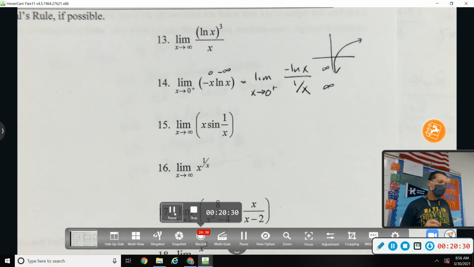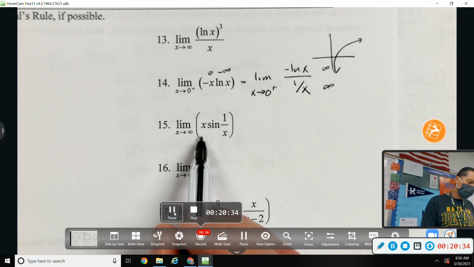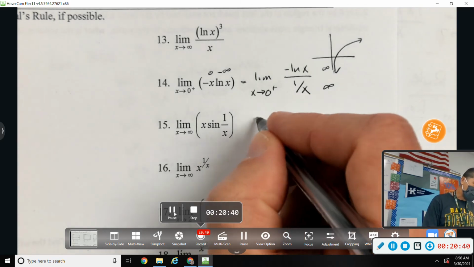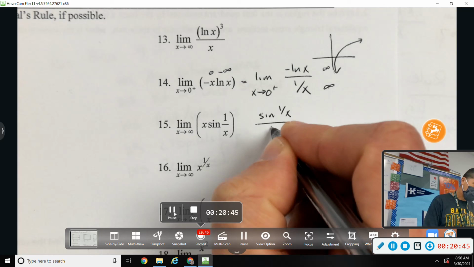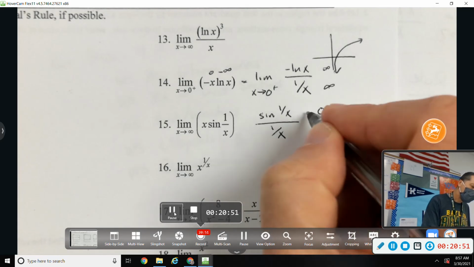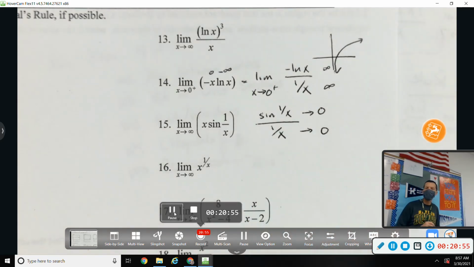Same thing on number 15. As x goes to infinity, we'd have infinity times sine of 0, and sine of 0 is 0. But if we change that to sine of 1 over x over 1 over x, again, I'm not really allowed to write 0 over 0, so I'm trying to say that without writing it. So now it's eligible for L'Hopital's rule.